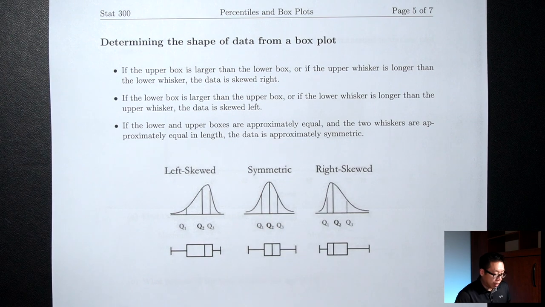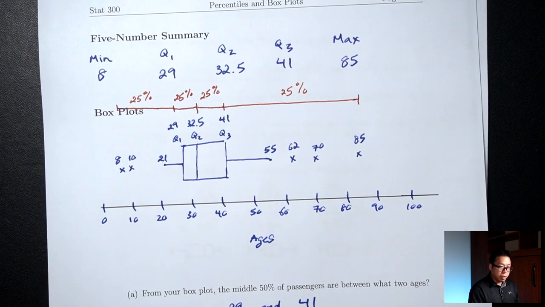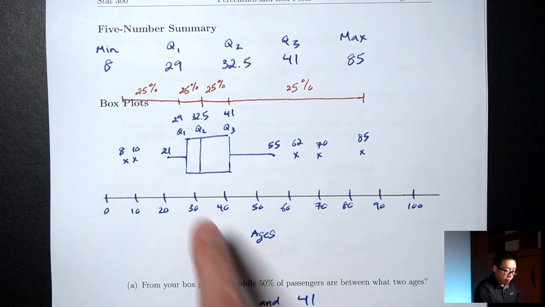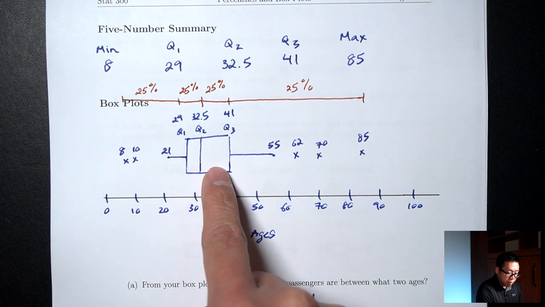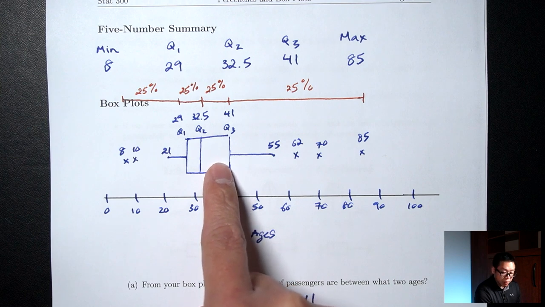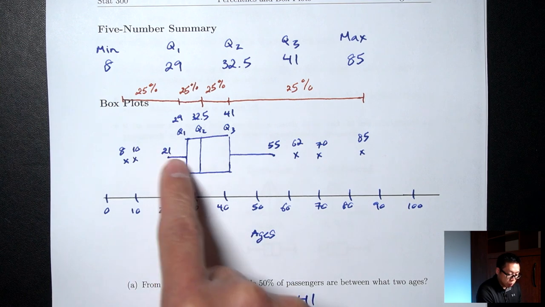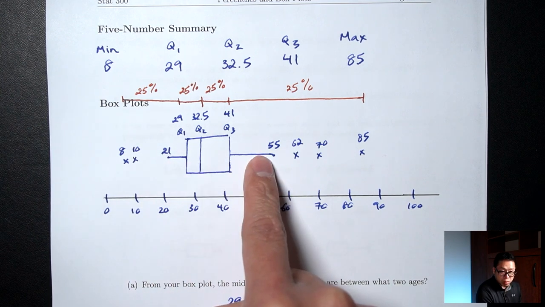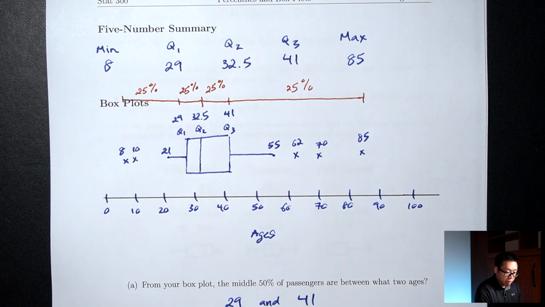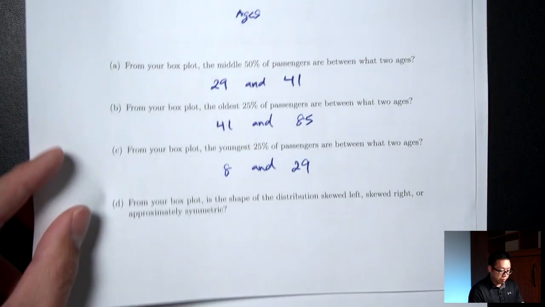So let's go back and answer part D. Here's our box plot. If I look at my two boxes, the right box, which is the upper box, is definitely bigger. If I look at my two whiskers, the upper whisker is definitely longer. So this would be skewed right.